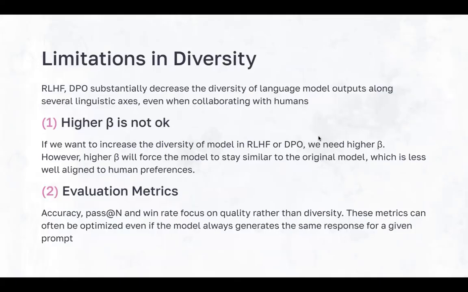But still, there were some limitations in the diversity. Whatever the RLHF or the DPO, this substantially decreased the diversity of language models' outputs along several linguistic axes, even with collaborating with humans. The first is that the high beta is not okay. If we want to increase the diversity of the model, whether in RLHF or the DPO, we need a higher beta.